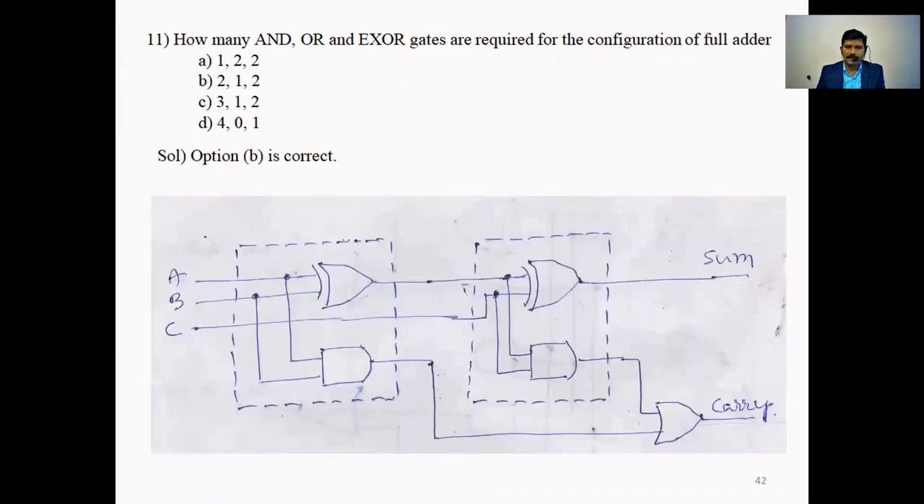If you observe this one, this is a half adder, and this is half adder 1 and half adder 2. Two half adders, one OR gate is required actually, but he's asking about XOR gates and AND gates also. So in a half adder, we know that there is an XOR gate and an AND gate. This XOR gate and AND gate, and this XOR gate and AND gate together, it is two XOR gates, two AND gates and one OR gate required. So option B is correct.